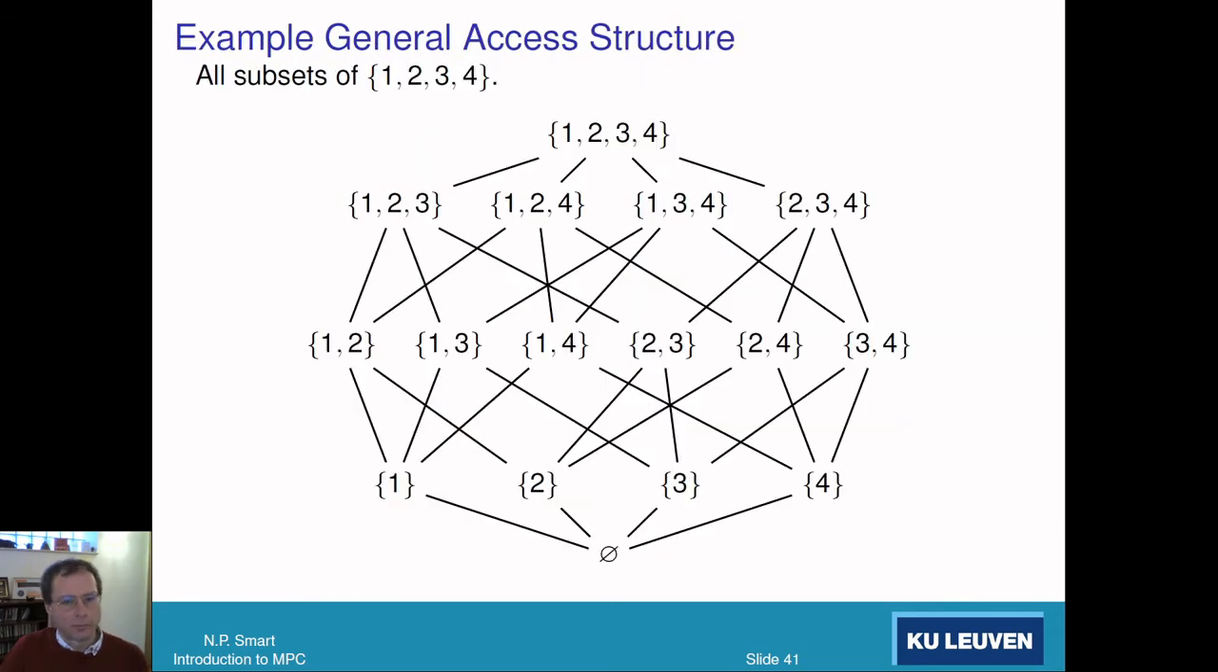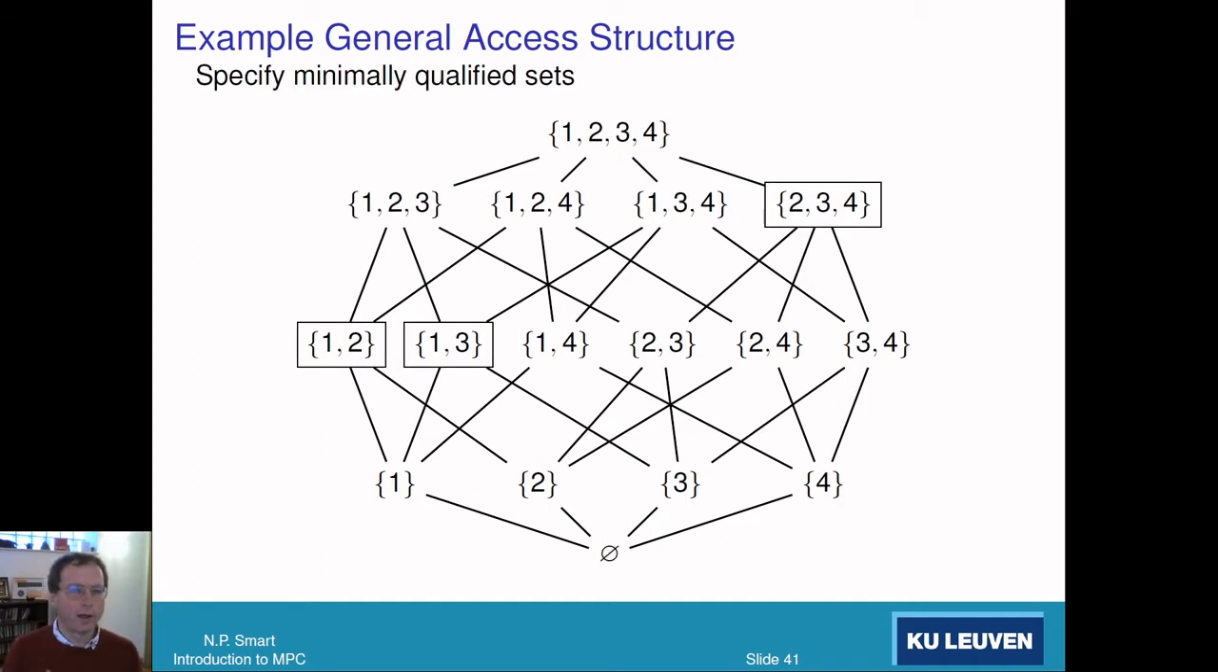And we could define other access structures as well. Let's imagine this example here. We've got 4 parties, and this is like the graph of all possible subsets of 4 parties. Now let's define an access structure. First, we define the set of minimally qualified sets. Let's say that we want 1, 2 to be a minimally qualified set. So every set which contains 1, 2 as a subset is going to be qualified. The same for 1, 3, and the same for 2, 3, 4. So this is clearly not a threshold structure. We're clearly doing something a bit more exciting than just boring threshold structures.